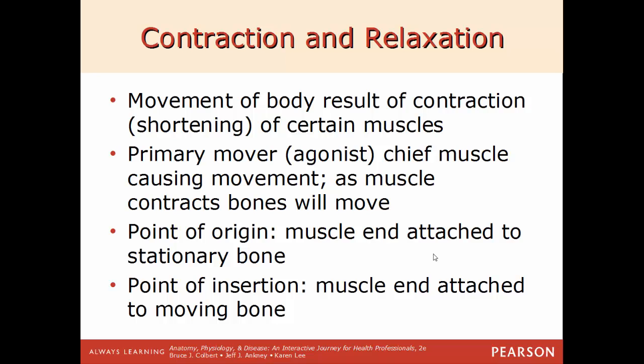Now the opposite of that would be the antagonist. That's the muscle that is doing the opposite motion of the agonist. And any muscle can be an agonist for one motion, an antagonist for another. It just depends on what particular type of motion you're talking about.